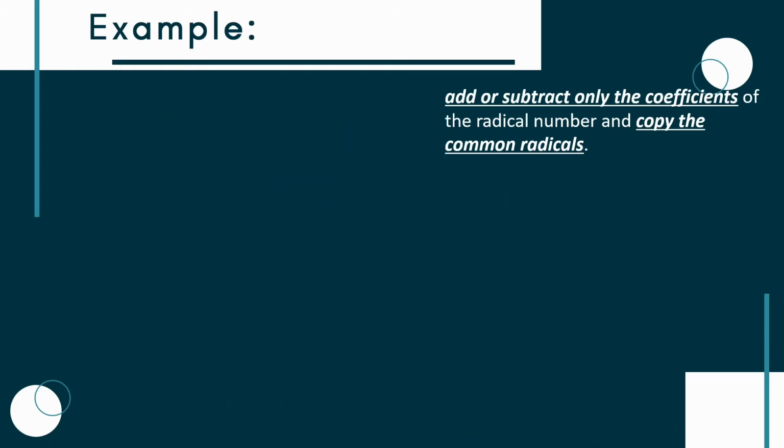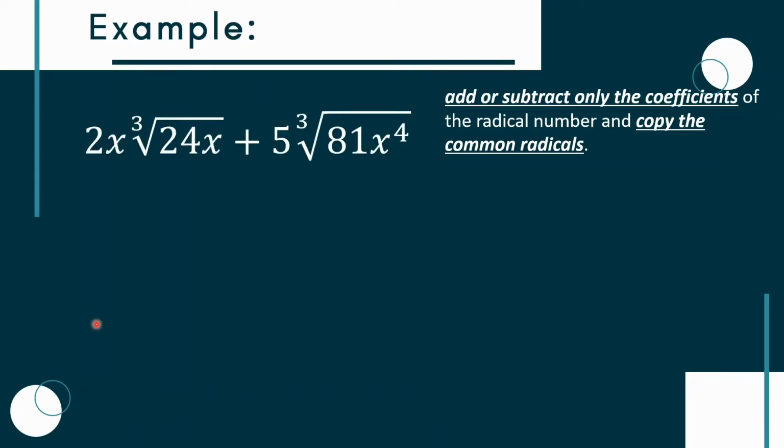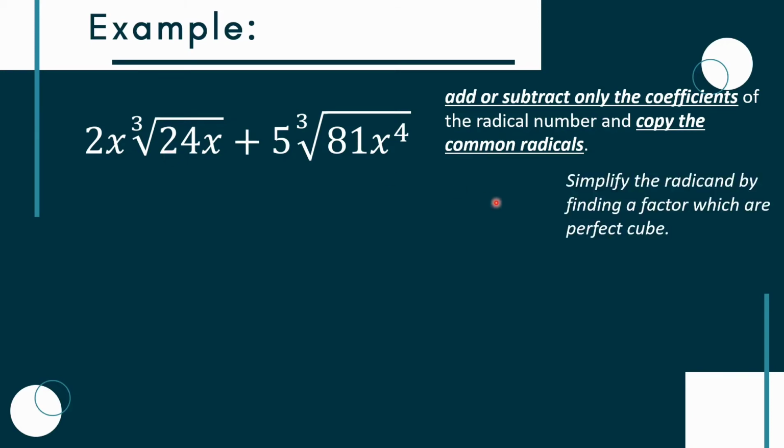For our last example, we have 2x cube root of 24x plus 5 cube root of 81x to the 4th power. So here, meron na tayong involved na variables. So what are we going to do? Ganun din naman, same as kaninang process natin. Let us simplify the radicand by finding a factor which is a perfect cube. Since ang ating power or ang ating index ay 3, dapat nasa power of 3 yung ating root.